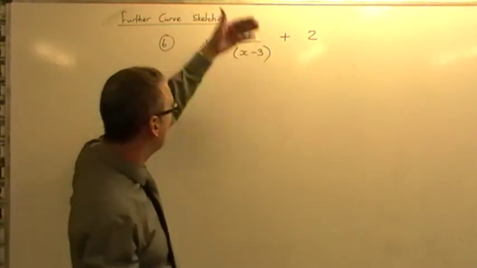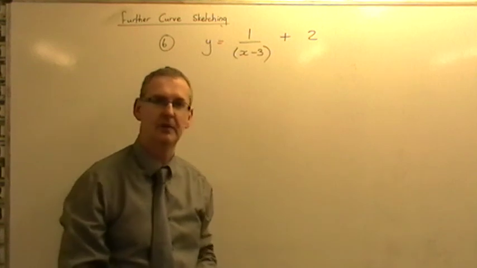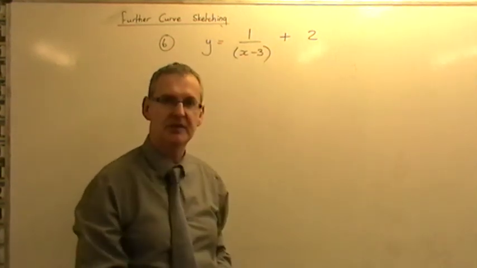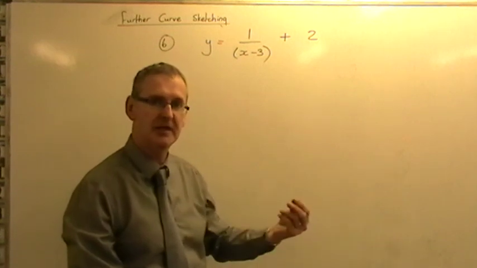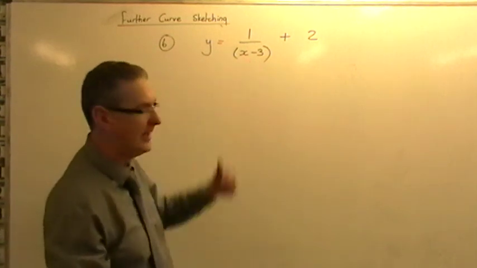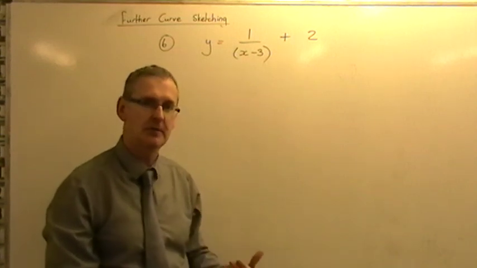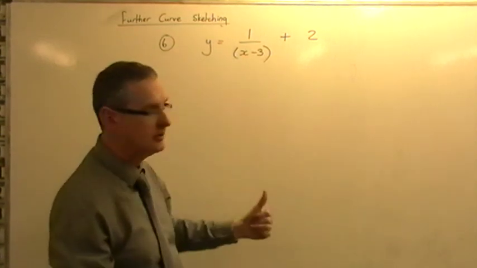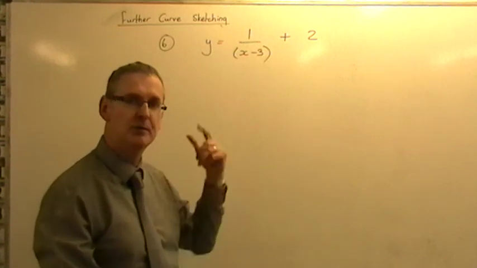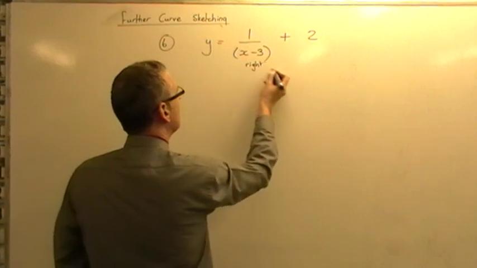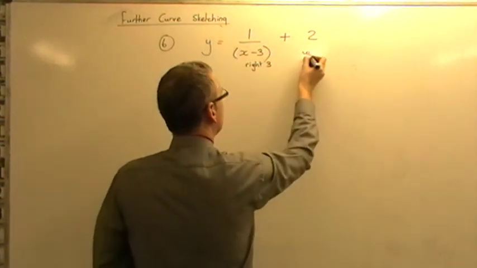You know that because you've got 1 over something with an x involved. Now there's two things going on. You've got a plus 2, which means the whole reciprocal graph is moved up 2 places. But you've also got x minus 3 in a bracket. Remember, inside a bracket, that controls horizontal motion. Minus 3, you don't move it to the left 3 places, you move it right 3 places. So right 3, and that means up 2.